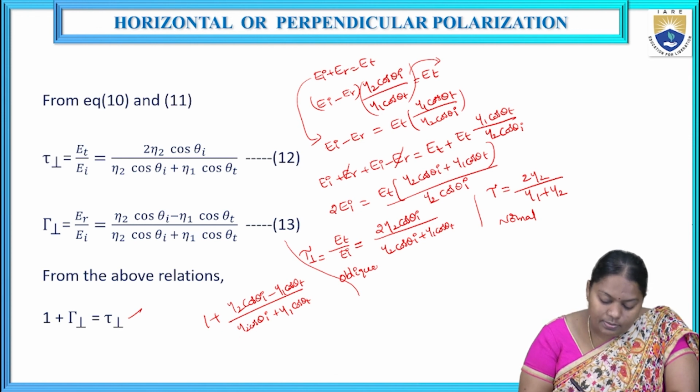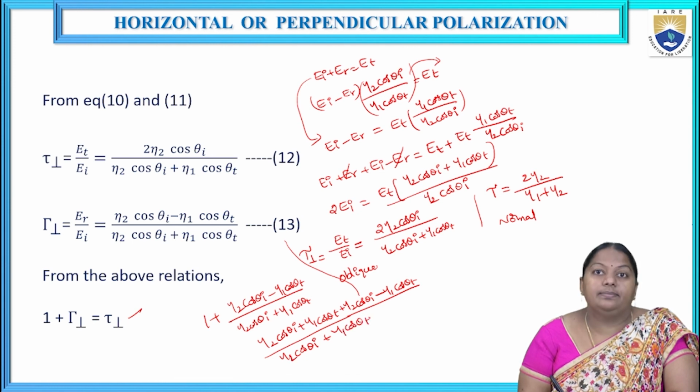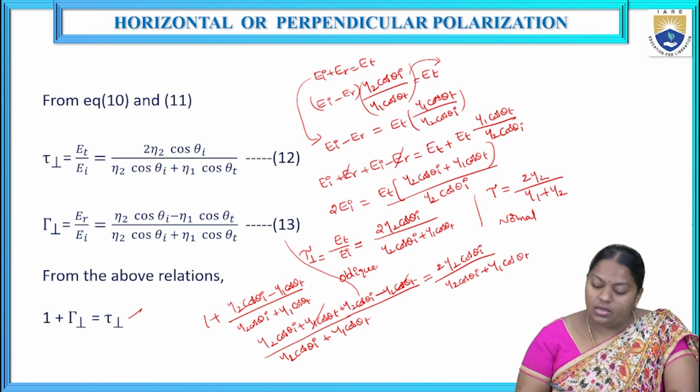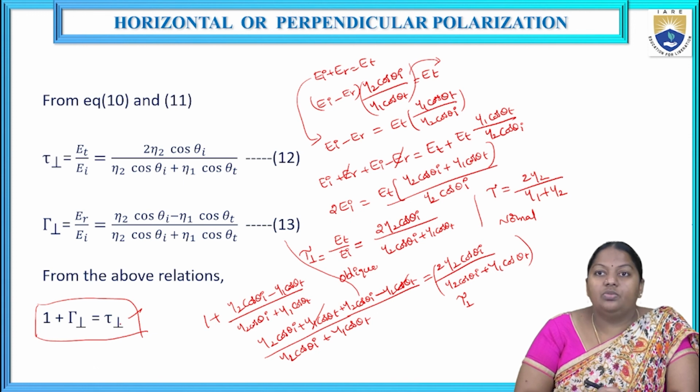Now from this, if you take the LCM between these two, eta 2 cos theta I plus eta 1 cos theta t, plus eta 2 cos theta I minus eta 1 cos theta t, by, in the denominator, eta 2 cos theta I plus eta 1 cos theta t. Okay. Now eta 1 cos theta t gets cancelled, which is equal to 2 eta 2 cos theta I by eta 2 cos theta I plus eta 1 cos theta t. Okay. This is what? Nothing but tau perpendicular. Okay. So this is the way we can simplify, or from these two relations, we can draw the relation 1 plus gamma perpendicular equal to tau perpendicular.